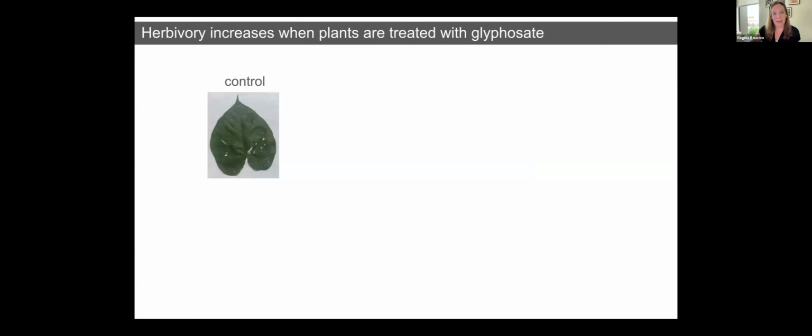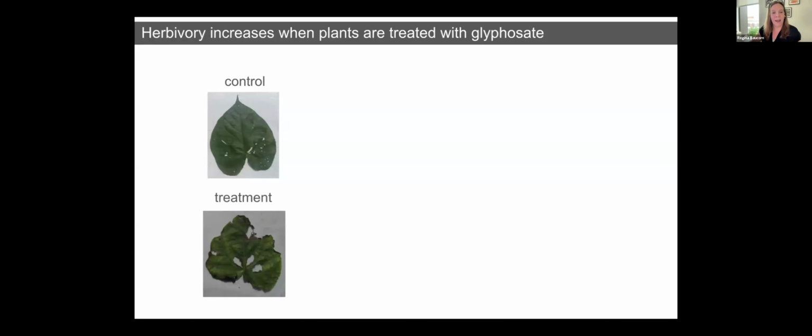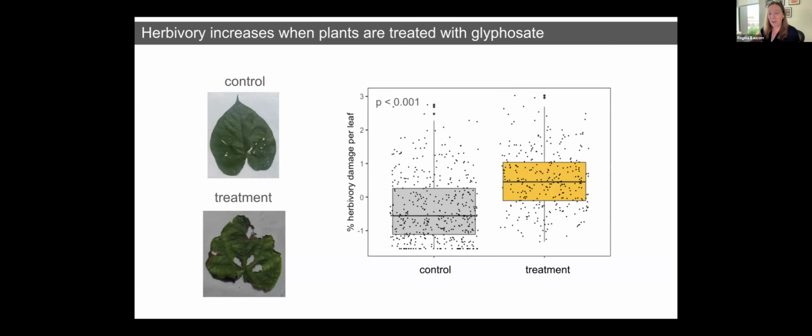So just as an aside, an interesting thing that she found is that herbivory increases when plants are treated with glyphosate. So I'm showing you here a common morning glory leaf from the control environment, where you can see some chewing herbivory there on the leaf. In the presence of herbicide, however, that herbivory was much greater. And when you look at this across each individual leaf from each individual plant, you can see that there's a higher proportion or higher percent herbivory damage per leaf in the treatment environment compared to the control.